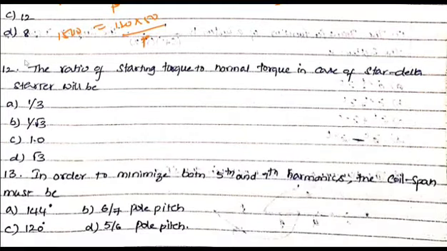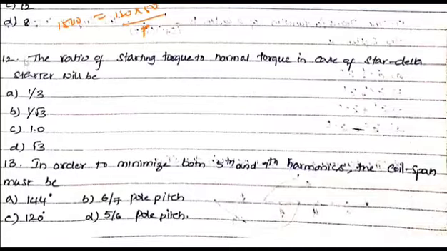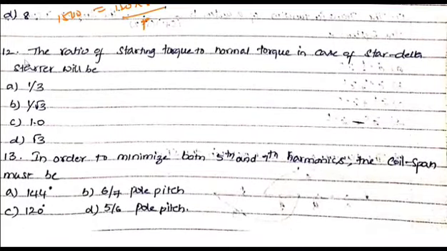the ratio of starting torque to the normal torque in case of star delta starter will be 1 by 3 times. Answer will be 1 by 3 here.